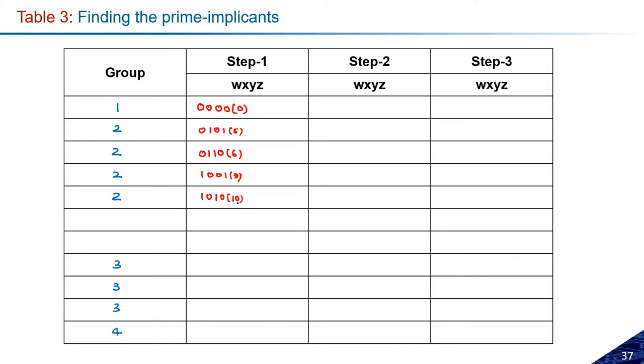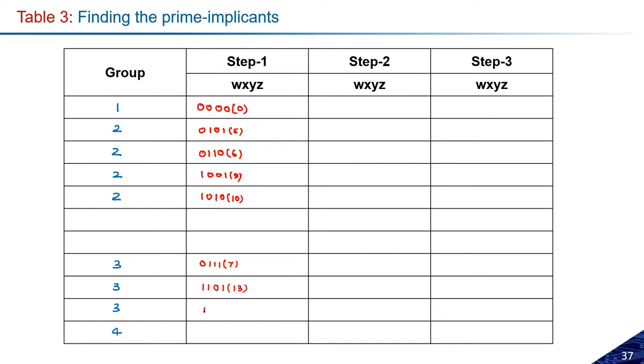Now let us talk about the fourth group, group three. We had numbers 7, 13, and 14. So for 7, that will become 0111. This is equivalent to 7. For 13, that will become 1101. So this is equivalent to 13.